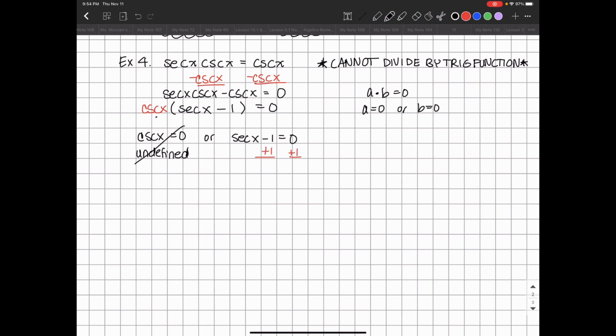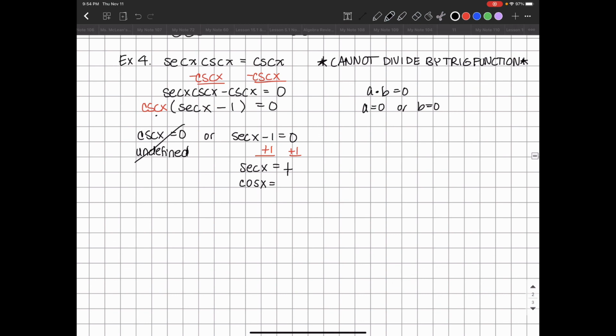I'm going to add 1 on both sides. I get secant of x is equal to 1. And then I am going to figure out what cosine would be, because that's what's on my unit circle. So I'm going to use the unit circle for these because there's no calculator. So I know if secant of x is equal to 1, that's 1 over 1. And then if I wanted to find cosine, it would also be 1 over 1 or 1. So that's what I'm going to use.